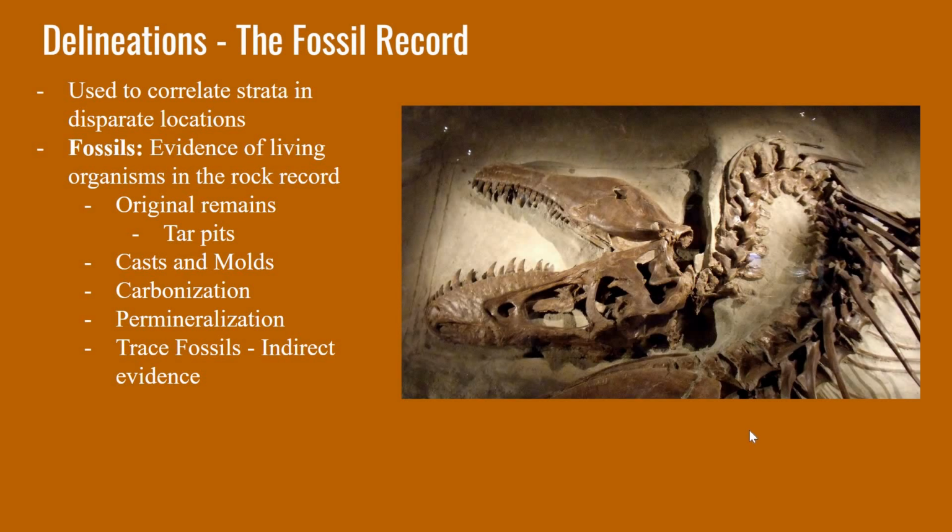Another way you can work with strata is combining the principles of stratigraphy with the fossil record. This can be used to correlate strata that are found in different locations in the world. So for example, if you have two rock layers, one in South America and one in Africa, but they both have fossils of the same species, you know that both of those rock layers were formed sometime in the existence of that species, from the time it evolved until the time it went extinct or evolved into some other form.